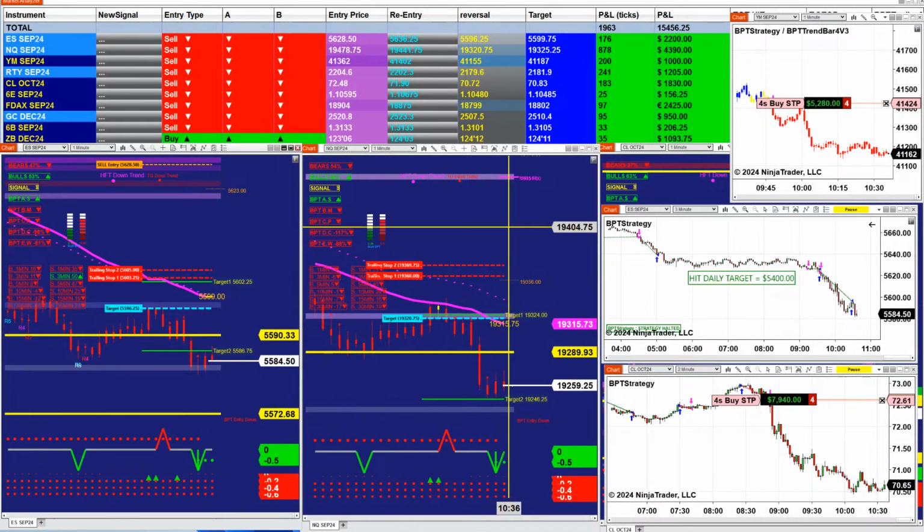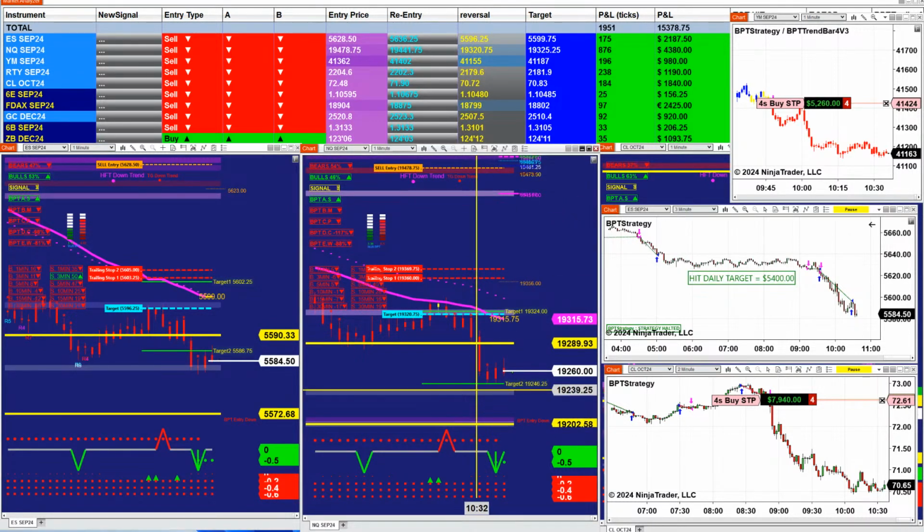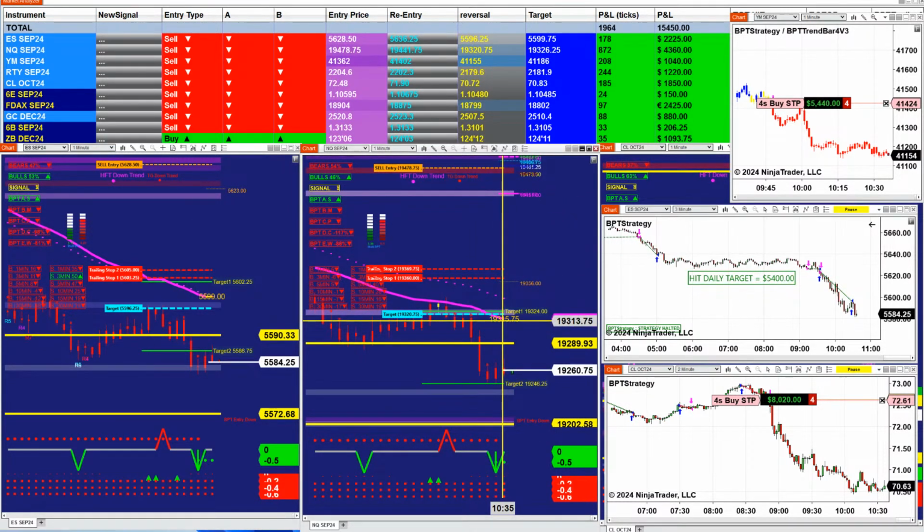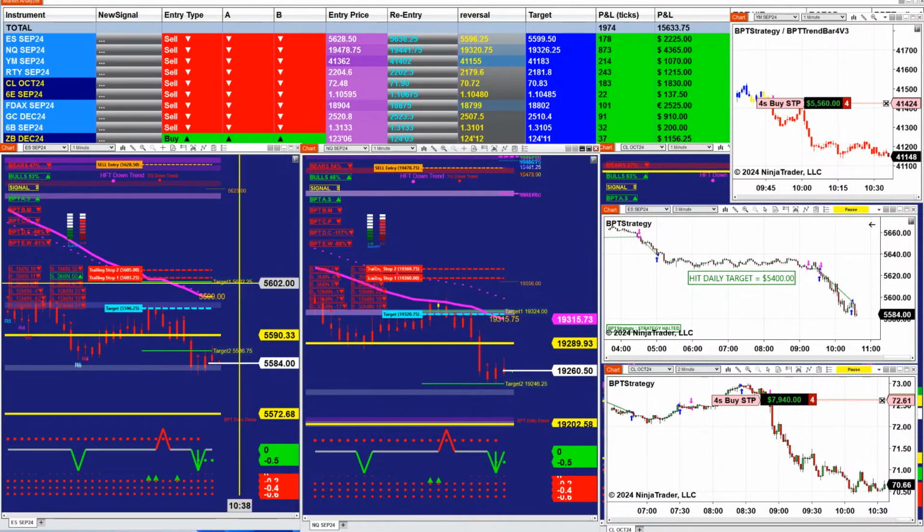So as we see right now, the Nasdaq hit the target 2 institutional number and is going back to the re-entry at 19,313. And maybe it's going to turn around in the middle of that and then try to go down like what happened to the ES. This is where you start losing money. This is exactly where you start losing money.